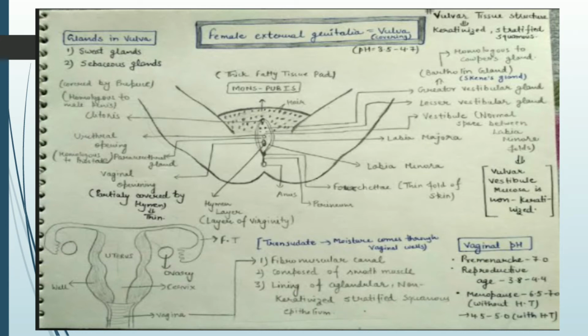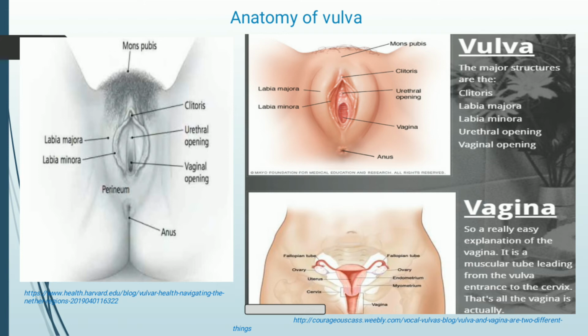Hello everyone, welcome again. In the last video, I already covered the female external genitalia, that is vulva and vagina. In this video today, I am going to give you the topic about the anatomy of vulva with this pictorial representation. Here you can see the vulva and vagina both are different things. Vulva involves the structures, as I mentioned before, that include clitoris, labia majora, labia minora, urethral opening and vaginal opening.